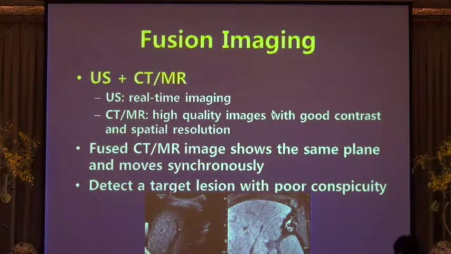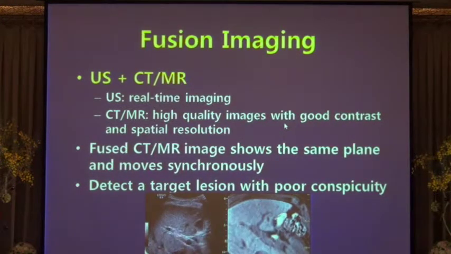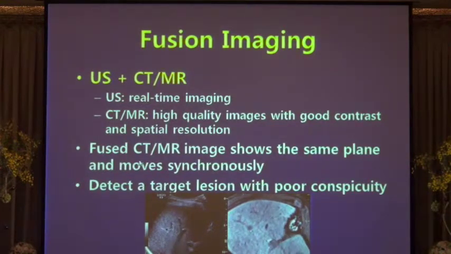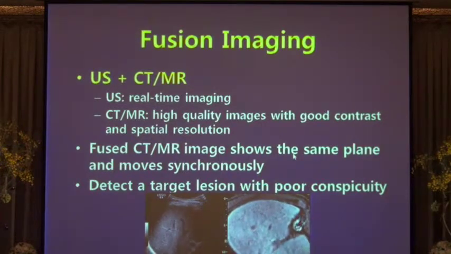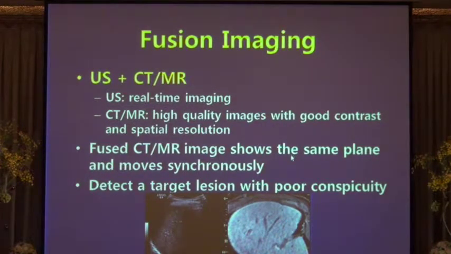So, what is the fusion imaging technique? It is a technique that uses ultrasound and CT or MR. Theoretically, it seems to be ideal since ultrasound can provide real-time imaging and CT or MR provide high-quality images with good contrast and spatial resolution. Therefore, while we are performing real-time ultrasound, the fused CT or MR imaging shows the same plane and moves synchronously. This technique allows us to detect a target lesion which has poor sonographic conspicuity.